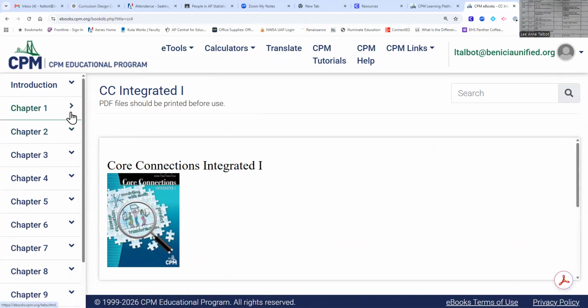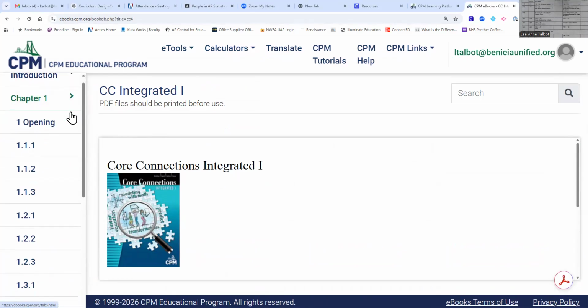and then click the drop down for chapter 1. Do you know what I mean by the drop down? Yeah, the little arrow for chapter 1. Okay, so there's a hint that you might not know about the CPM ebook. If you hover your arrow over one of these, it will tell you what problem numbers are in each tab, which is very useful because then you don't have to click all around to figure it out.